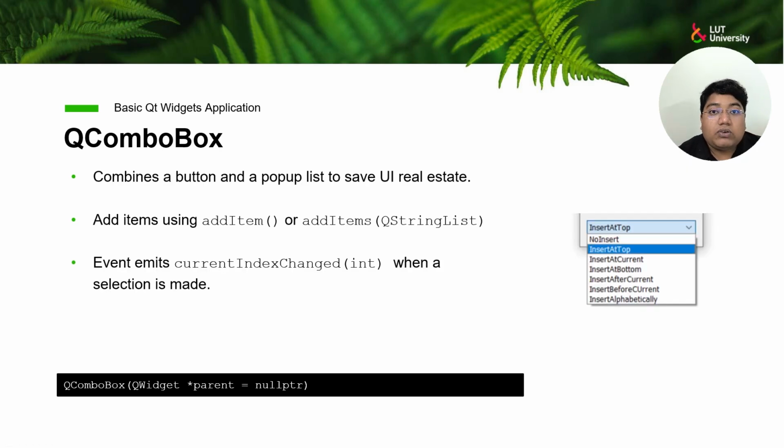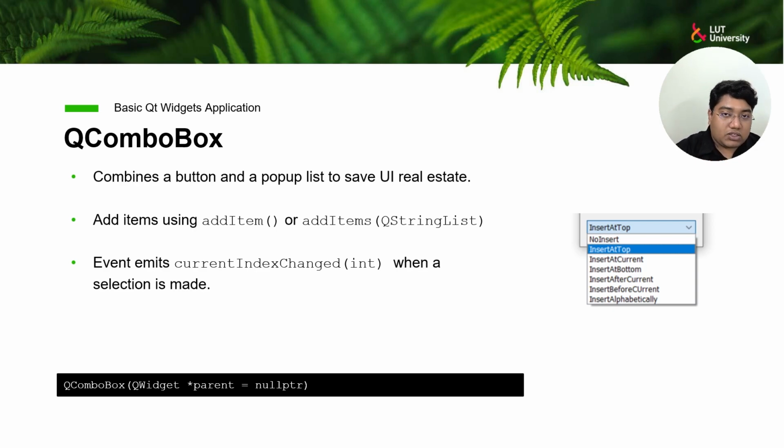Now let's talk about QComboBox. A combo box combines a text field with a drop-down list. Instead of typing freely, the user selects one option from a predefined list. You'll encounter combo boxes everywhere, while choosing a country, while picking a language, or while choosing your theme of the software. Combo boxes are everywhere.